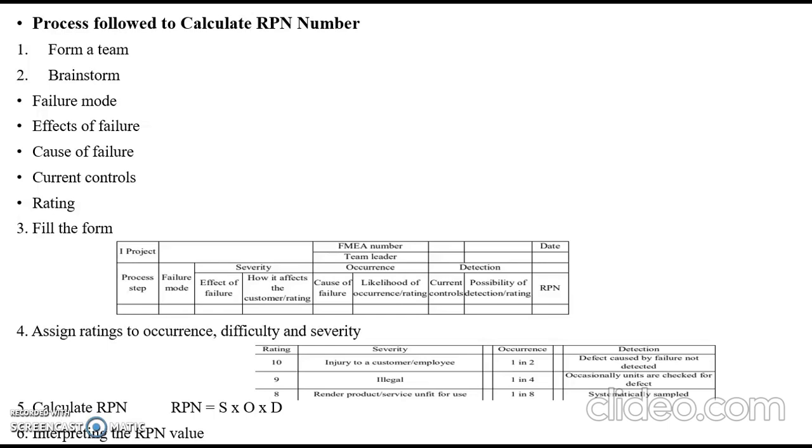Next, rating. That is occurrence, severity, and detection. During the brainstorming session, all the failure modes identified are to be listed, and where the team feels that a few of the causes are really important or critical, only such failure modes are to be recorded in the form.